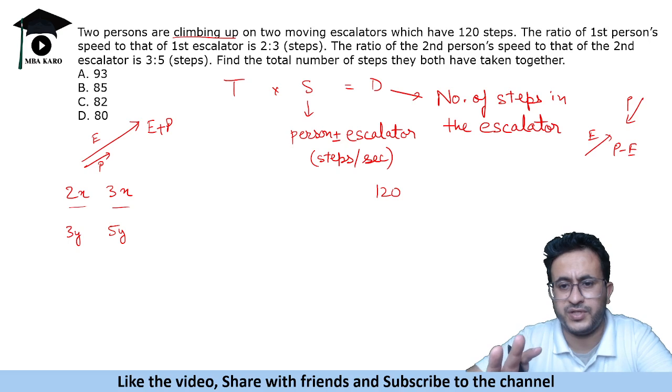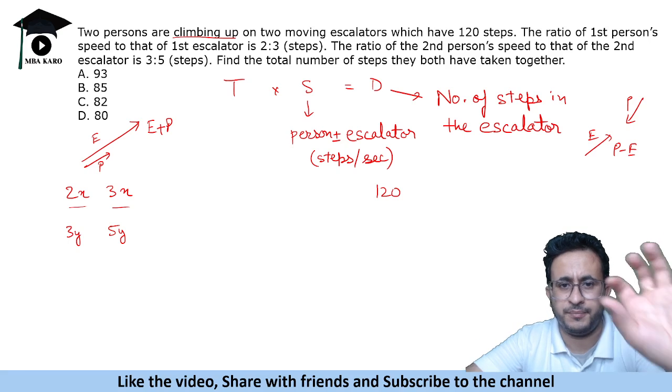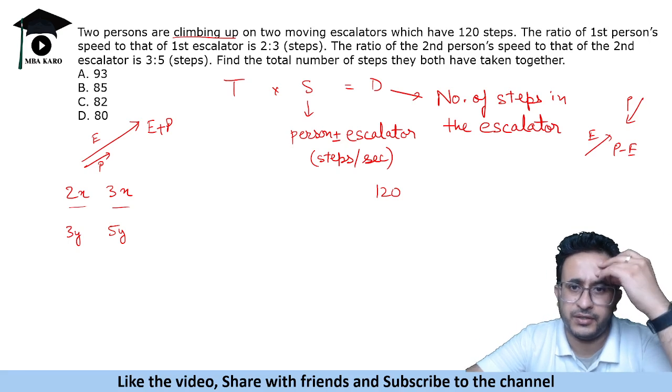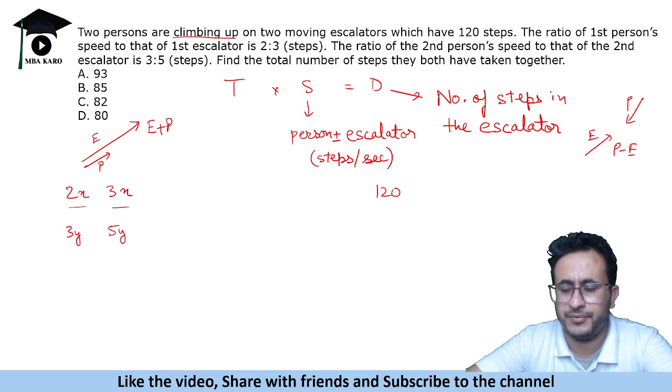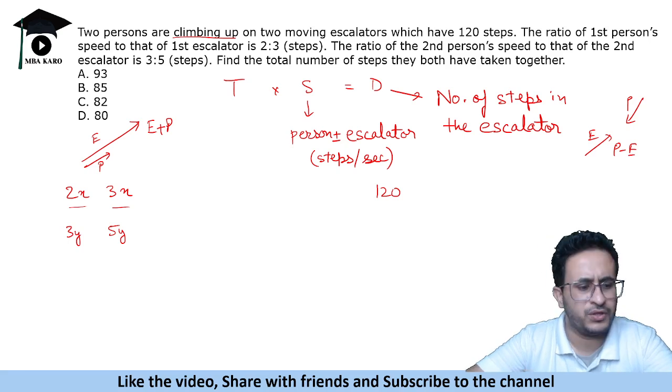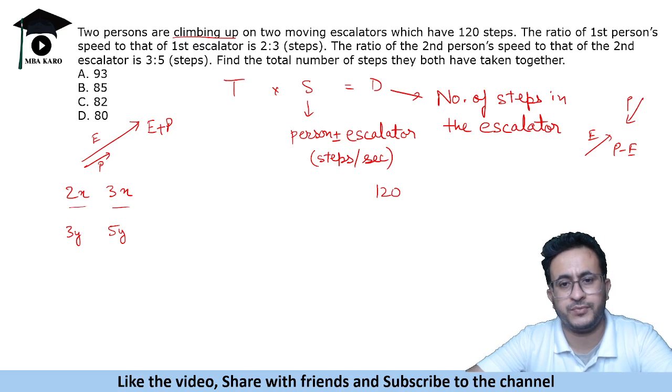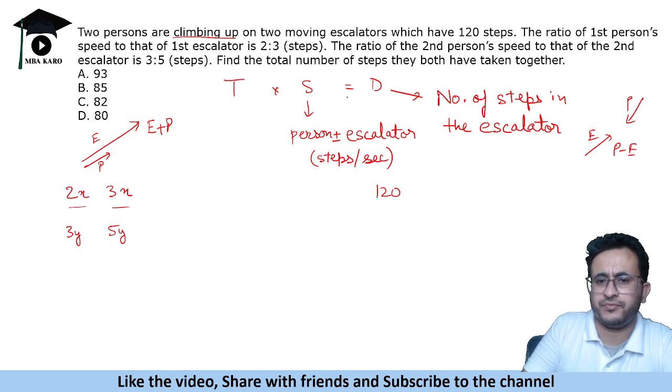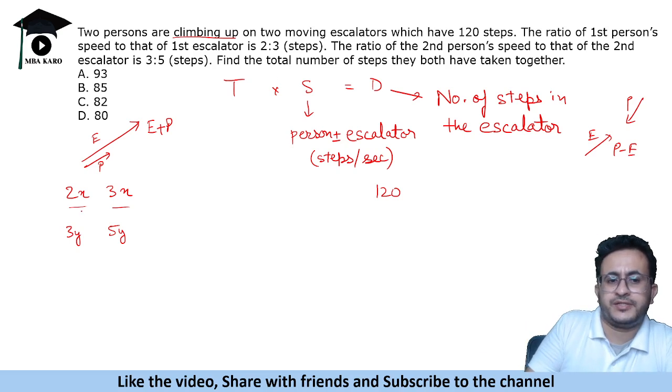I believe in this question they should have given that the escalator is moving up, because one may assume that the escalator might go down also. So let's see this one. The distance is 120. The speed for the first person is 2 plus 3, which is 5. So the time taken will be 24.